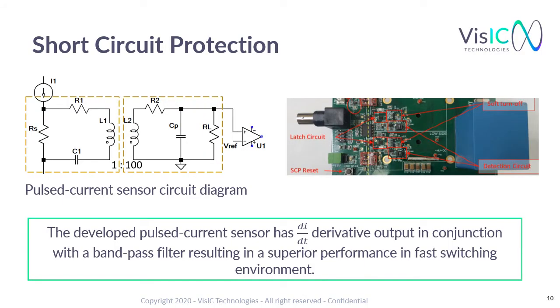One of the main requirements for the motor inverter is short circuit protection capability. To address this, VisIC has developed a short circuit protection scheme, which is based on sensing current slew rates over the in-series P-channel silicon MOSFET, here marked as RS. This pulsed current sensor has a derivative output together with a bandpass filter, which results in a robust detection method even in a fast switching environment.